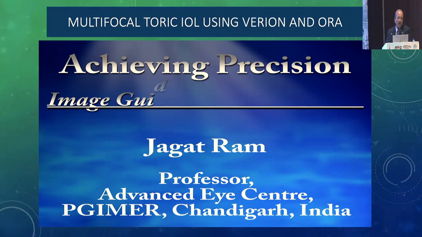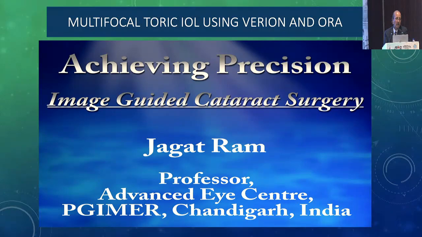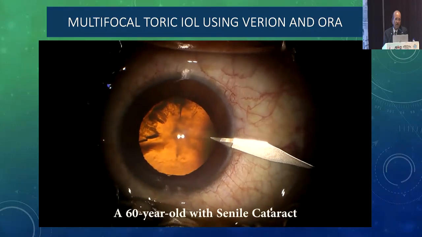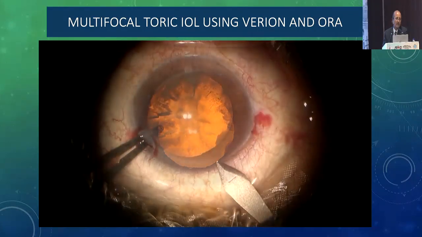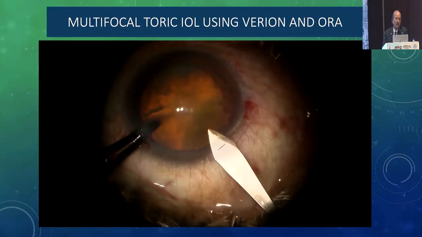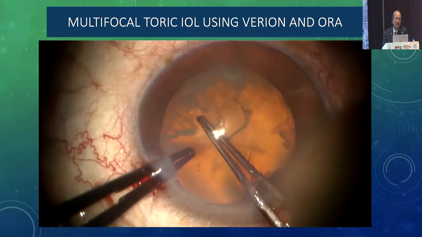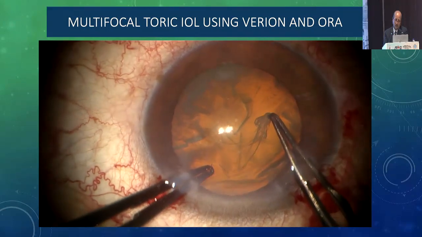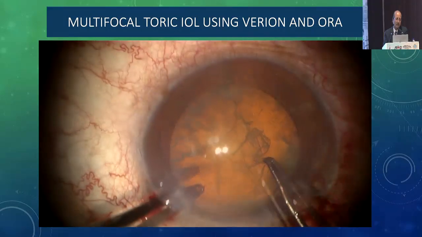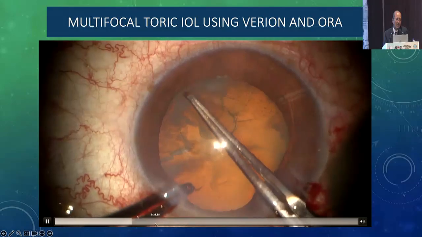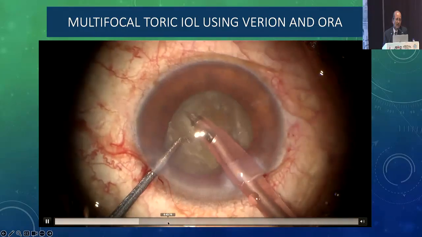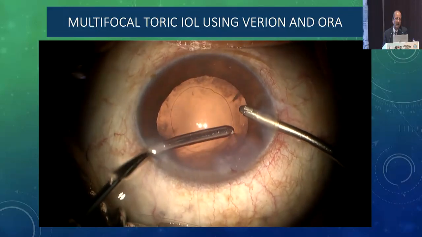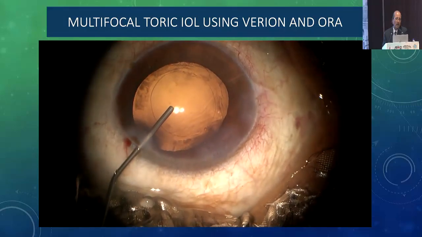I will be showing some video clips of how we do this intraoperative aberrometry. This is a more than 5-6 year old video where continuous curvilinear capsulorhexis and phacoemulsification were done. What I want to show is how it is done after completion of the phacoemulsification.